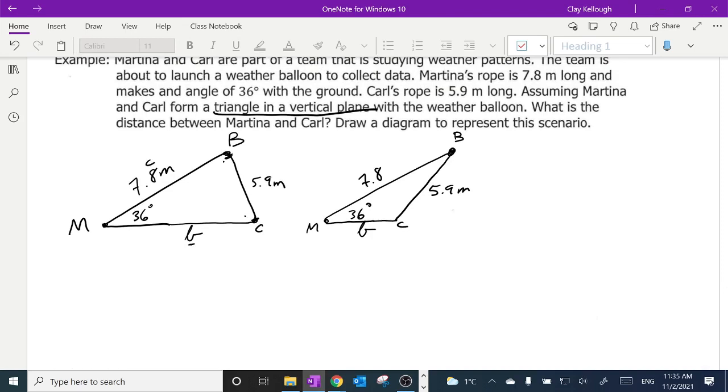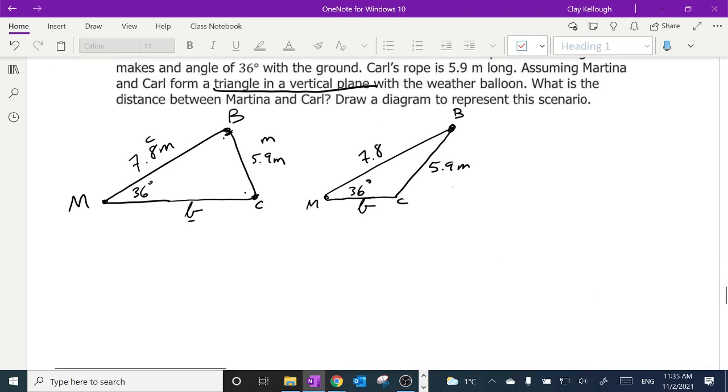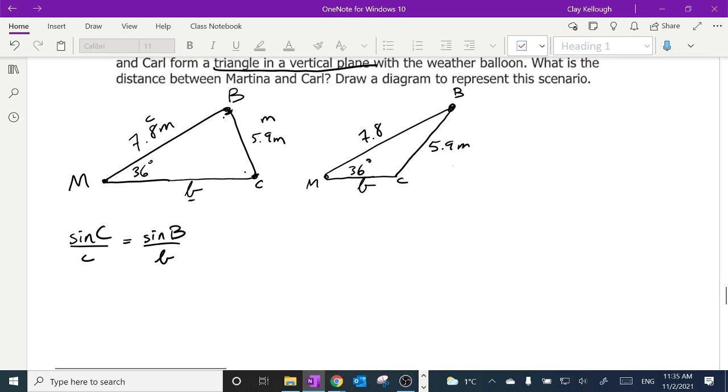This is going to be sine law. So sine of C over C is equal to the sine of B over B. Oh wait a minute, sorry. This is not right. That's the next step. We need M first. There we go. So sine of C over C is equal to the sine of M over M. The sine of angle C is 7.8 times the sine of angle M, which is 36, sine of 36, with C moving up to become a numerator, divided by side M, which is 5.9.